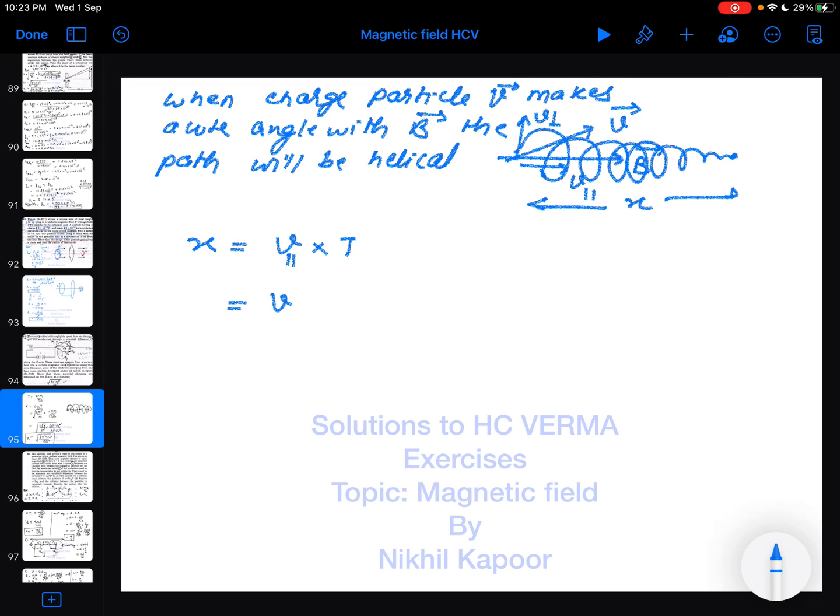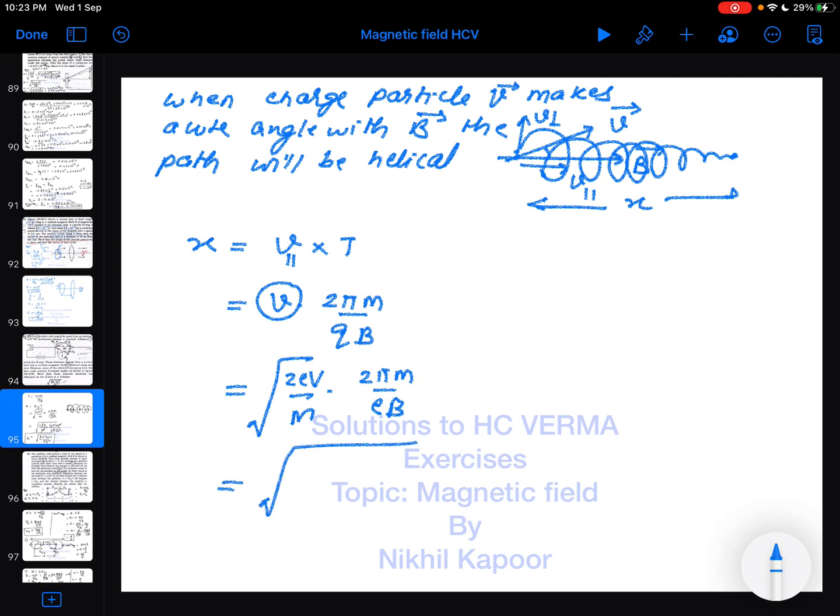Approximately the parallel speed is the total speed, because this angle is very small. So v, and the time period is 2 pi m upon eB. Here v is given by under root 2eV by m, into 2 pi m upon eB in one time period. So this 2 pi m goes inside the root, and it becomes 4 pi squared m squared upon eB.